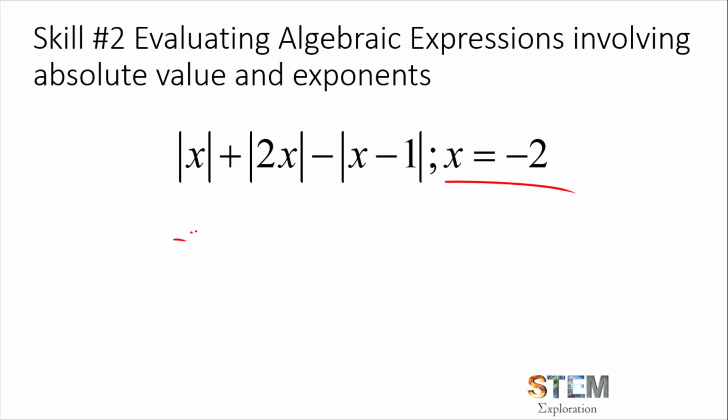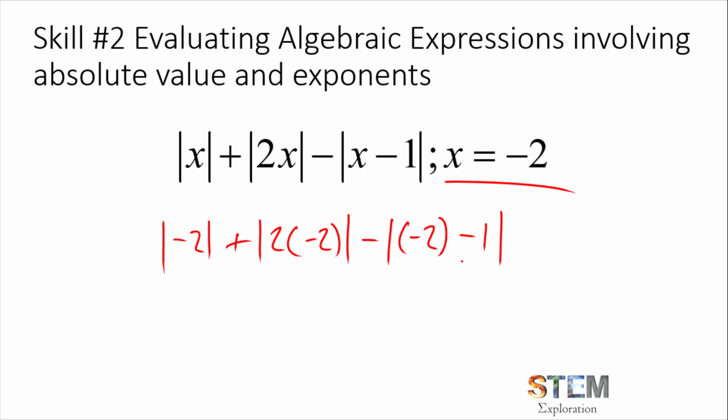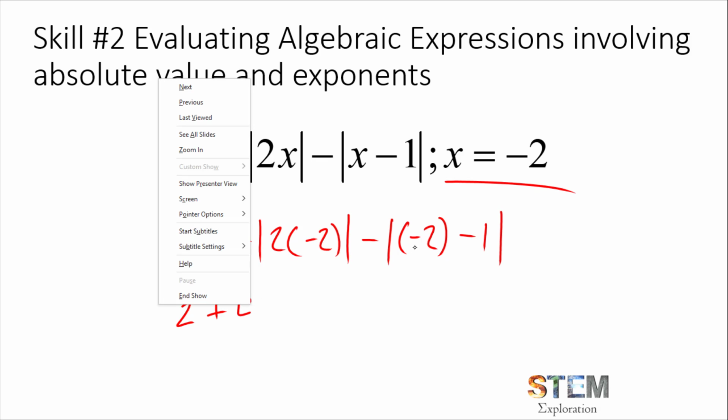So I'm just going to go negative 2, plus 2 times negative 2, put that in parentheses so I don't mess up my order of operations, and then go negative 2 minus 1. And absolute value of negative 2, this is where we have to take this into consideration. It's a magnitude, so it's always a positive number, right? So if it's negative 2, you're just switching the sign. Negative 4, absolute value of negative 4 is positive 4.